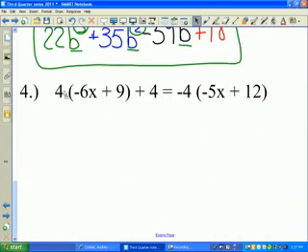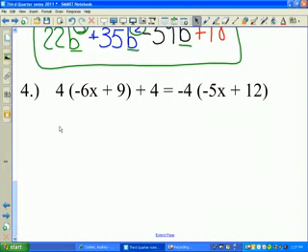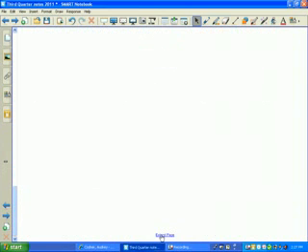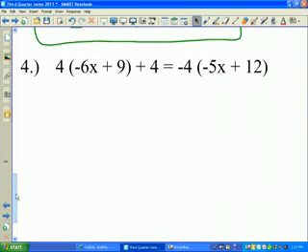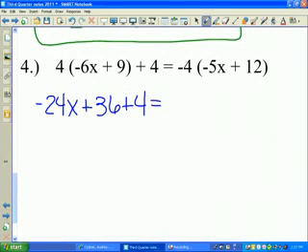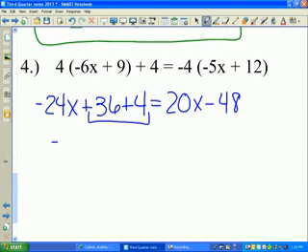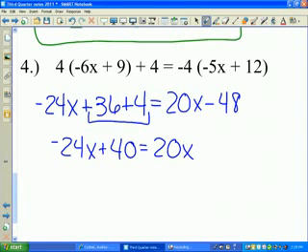So number 4 was just a little, let's try amongst themselves. So again, we're distributing. So you have a negative 24x plus 36 plus 4 equals 20x minus 48. Like terms? Right here with the plus 36 and the plus 4. So now I have a negative 24x plus 40 equals 20x minus 48.